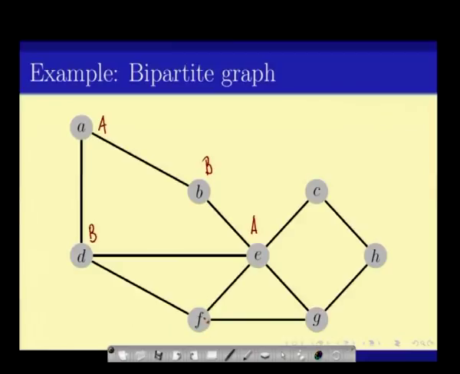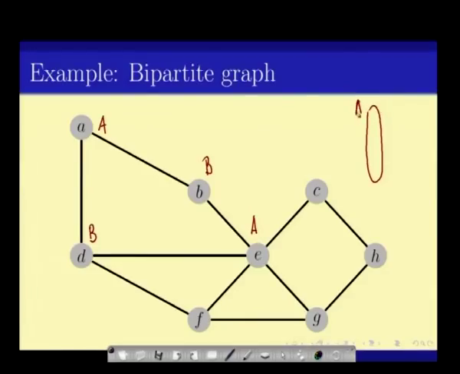But let us see what happens to F. Because this one is B, I have to put F in A. But if I put it in A, then there will be an edge between two vertices in A. So, this way will not work. So, this is not a bipartite graph. Here is an example of a graph that cannot be split into two halves.